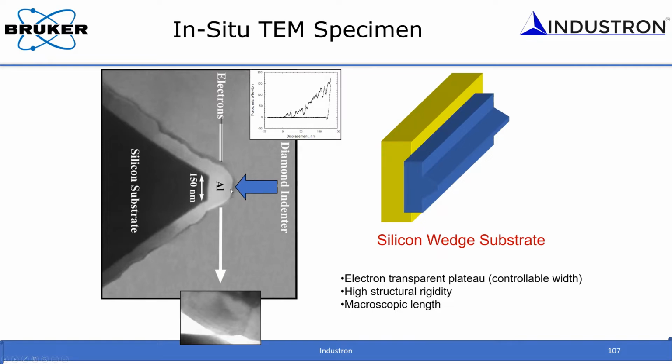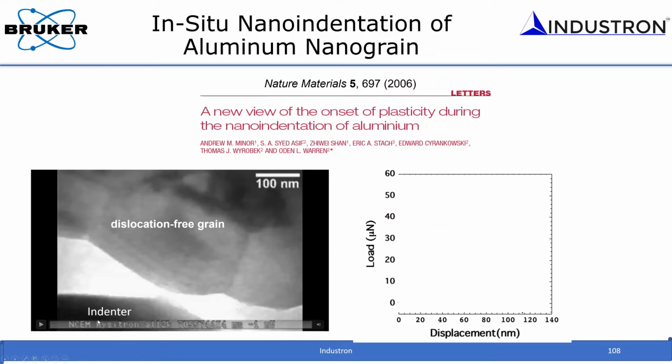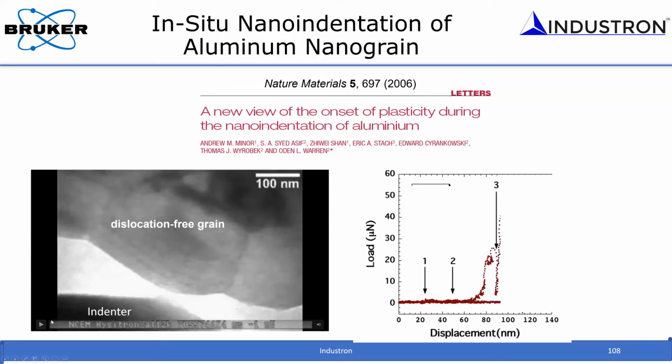From the side, you can apply the load, and an indenter will come and make contact. This is what I'm going to show you in my video next. Here you can see there is an indenter, and this is an aluminum grain, dislocation free. Bring the tip, make contact, boom, you can see the machine work.